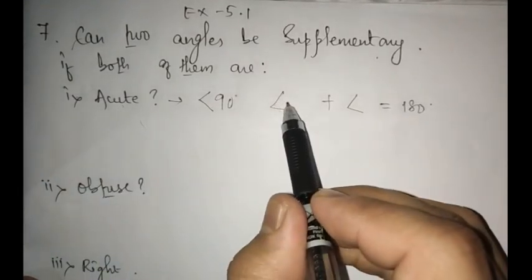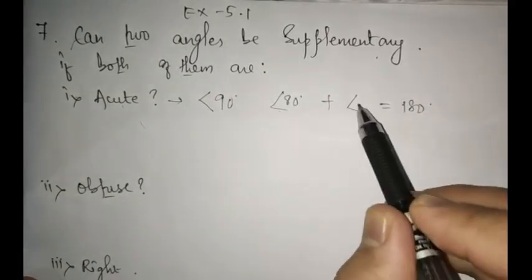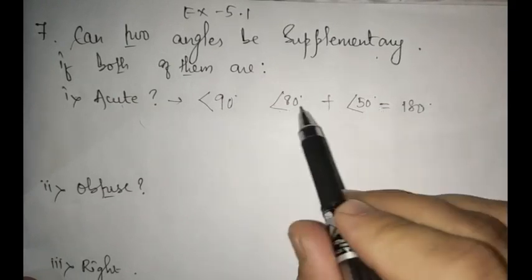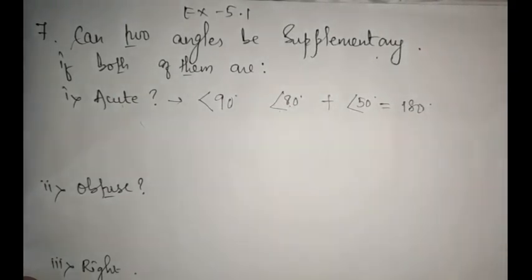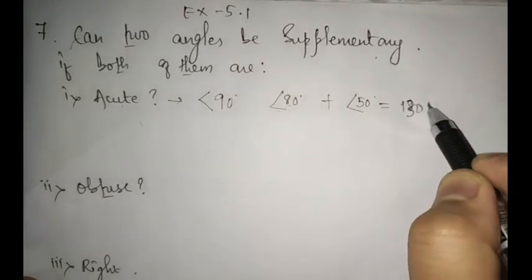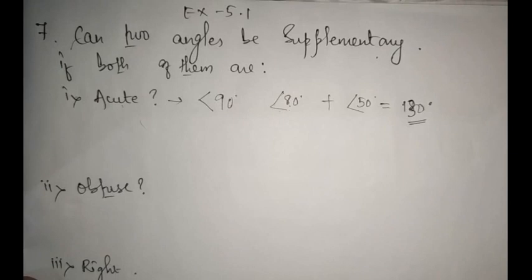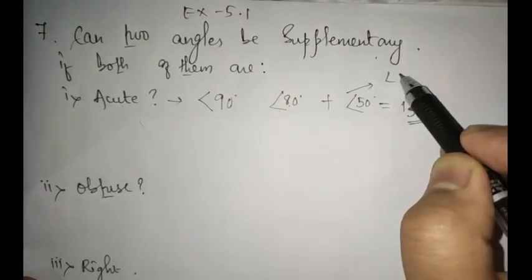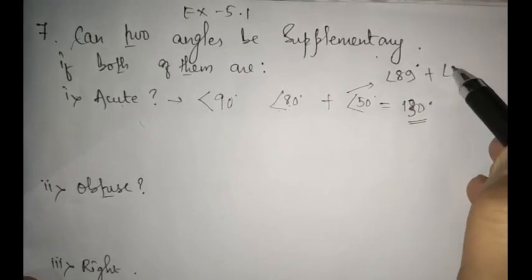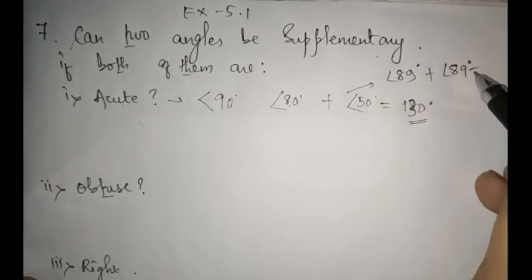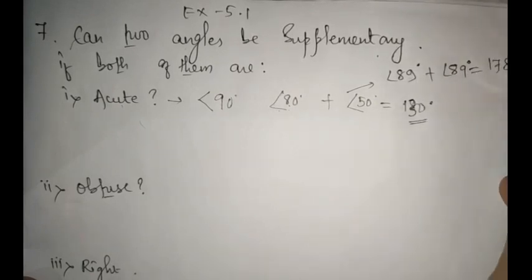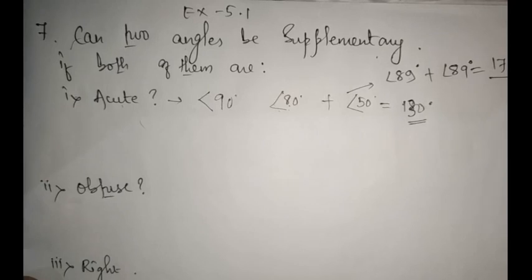Say I took 80 degrees for one and 50 degrees for another. 80 plus 50 is 130 degrees. 130 is not a supplementary sum, right? If I take a greater value, 89 degrees plus 89 degrees, is it possible? 9 plus 9 is 18, 1 in hand, 8 plus 8 is 16, plus 1 is 17, so 178. Even this is not supplementary, right?